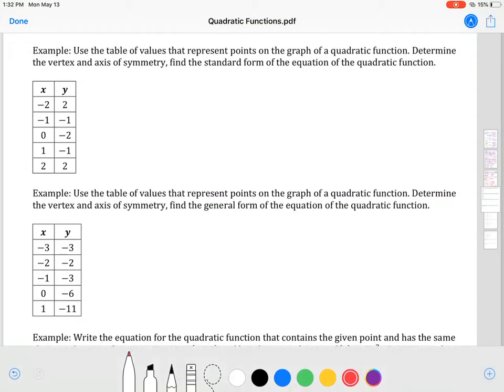Okay, now we're going to do the same thing, but now we're going to use a table instead of a graph or specific information just handed to us in the problem. So it says use the table of values that represents points on a graph of a quadratic function, determine the vertex and the axis of symmetry, and then find standard form of the equation. Okay, so we need to put it in standard form.